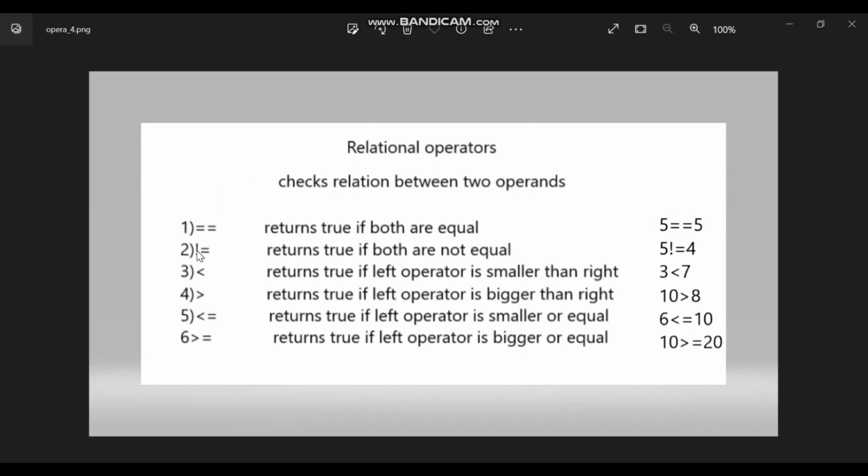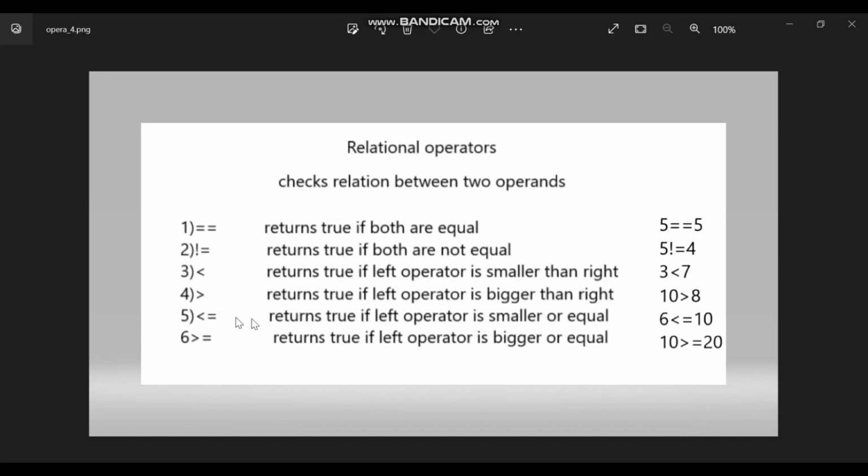Second one is the does not equal to operator. It returns true if both are not equal. 5 not equals to 4, what we are saying is correct, 5 is not equal to 4, so it returns true. And the less than and greater than operators return true if the left operand is smaller than the right. 3 less than 7, the condition is right, so it returns true. And same for greater.